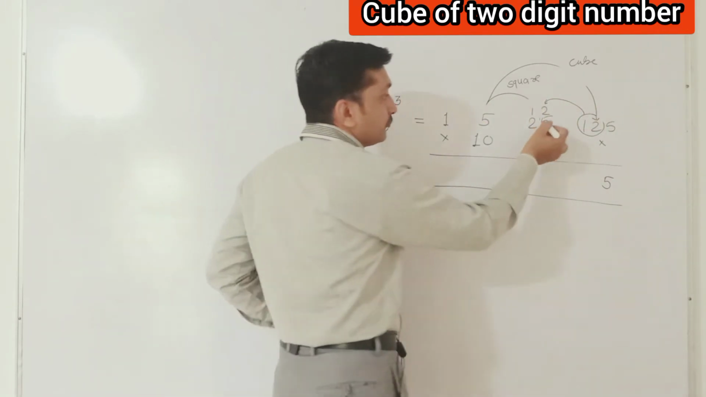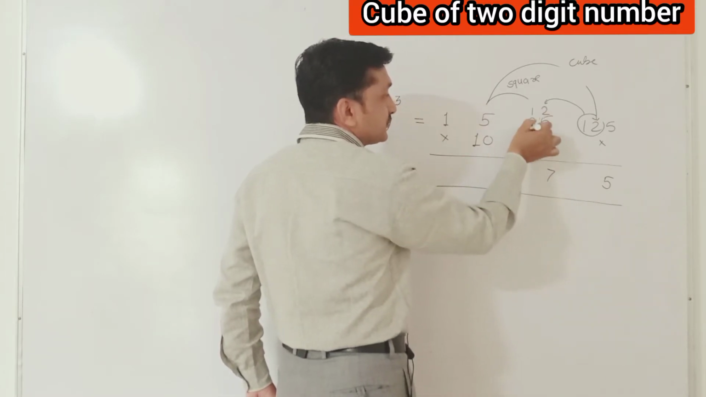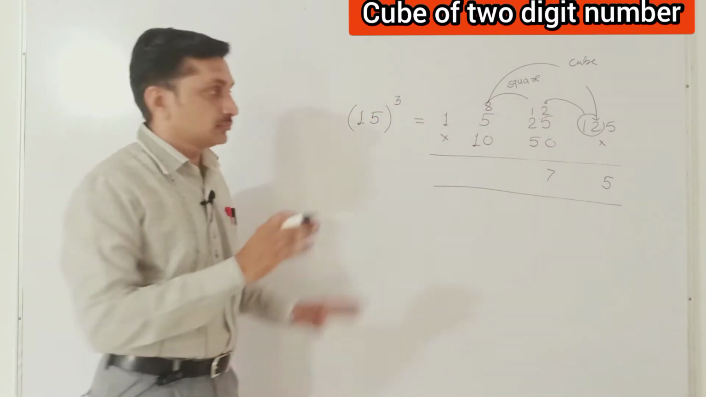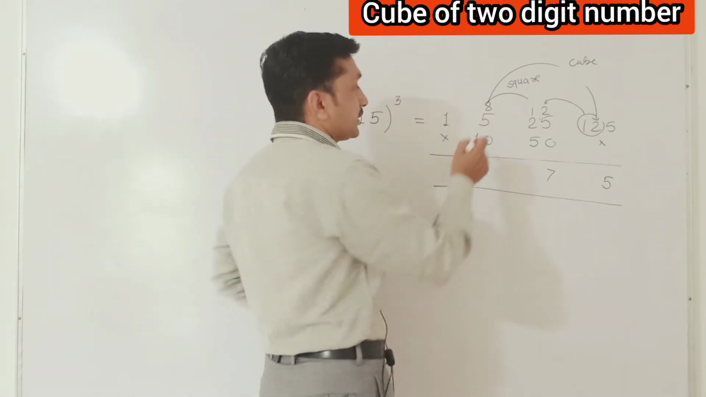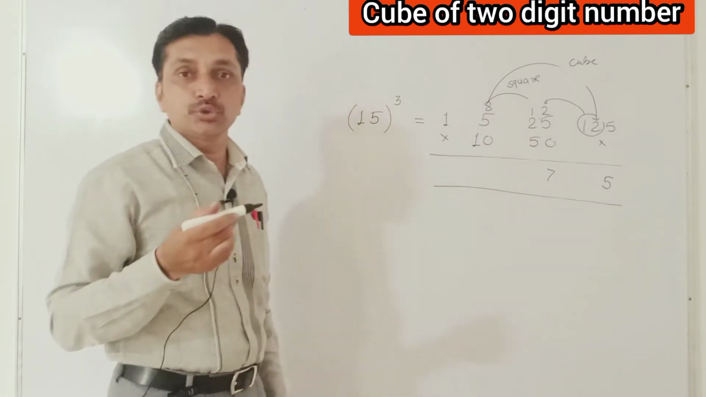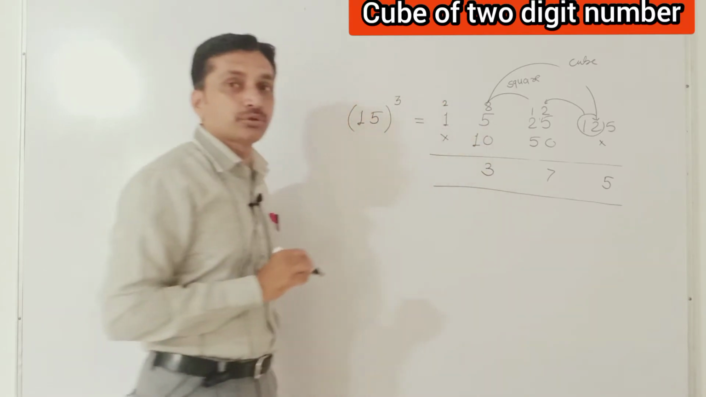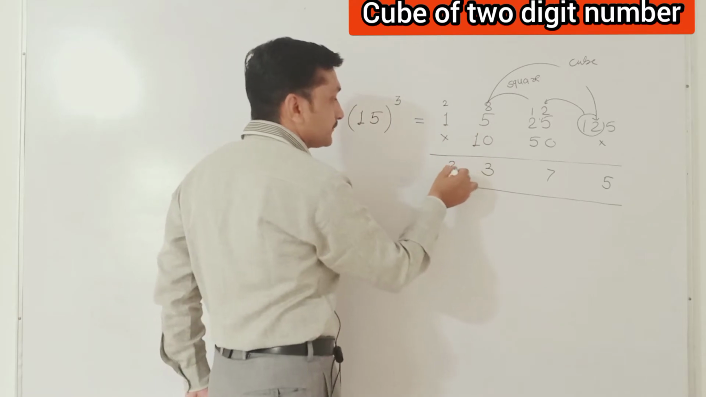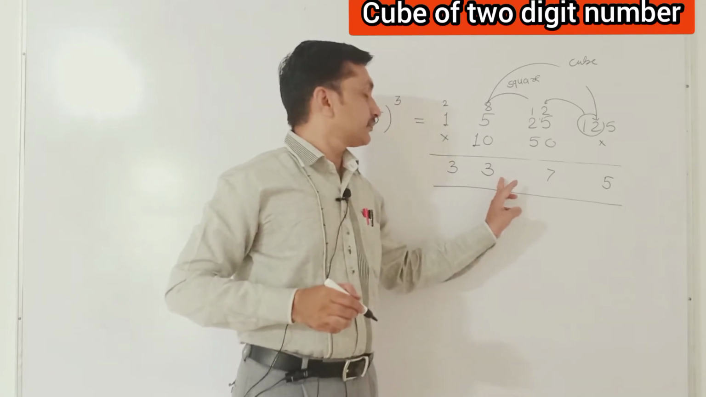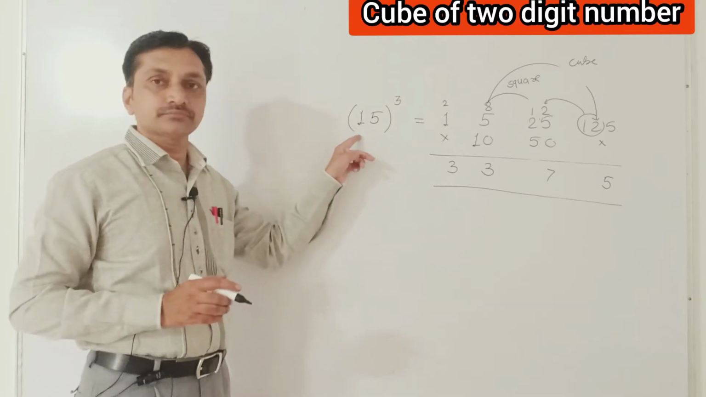Now addition here: 5 plus 2 plus 1 is 8, 5 plus 2 is 7, 7 plus 8 is 15... take only one digit. Again addition: 8 plus 5 is 13, 13 plus 10 is 23, then from 23 I write 3 and 2 carry over. Again addition here, 2 plus 1 is 3, and it is the cube of 15. 3375 is the cube of 15, starting with 1.